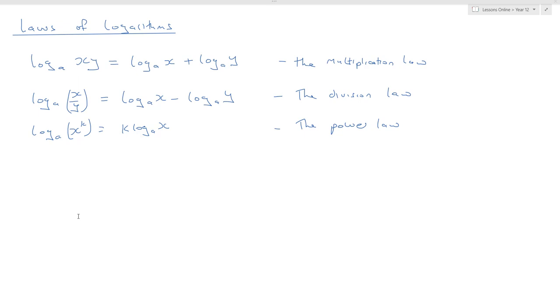These are 3 laws of logarithms you need to know, and you need to know how to prove them, which is what we're going to do next. You want to pause it, make your notes, and then we're going to move on to the proof next.